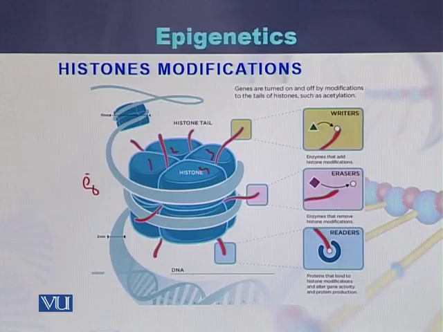We can consider that some enzymes work as writers, some enzymes work as erasers, and there are some enzymes that work as readers. Some enzymes add histone modifications, so they can be considered as writers, while those enzymes that remove the histone modifications can be considered as erasers, while those proteins or enzymes that enhance or block gene expression can be considered as readers.